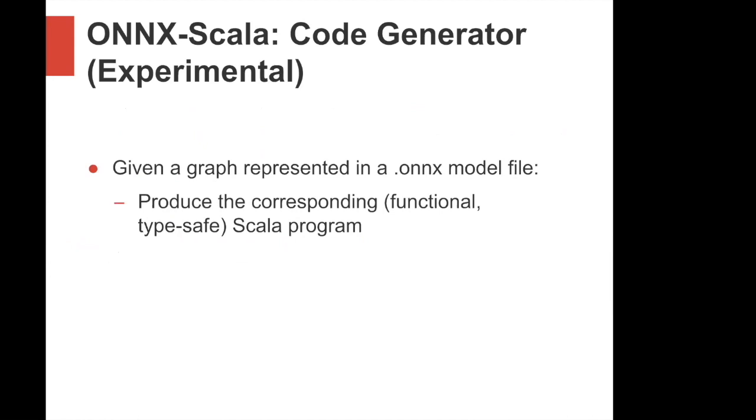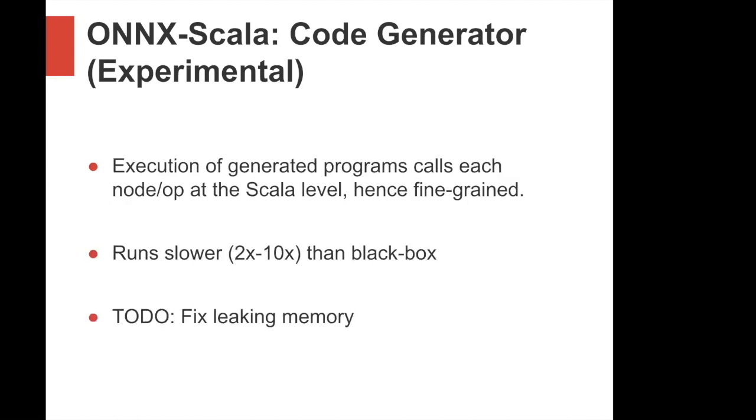So then the next thing is that once we have this API defining the operators, how do we actually generate a program that we can run that will execute the entire network by flowing through all of the nodes? Given a graph represented by an ONNX file, this time we don't just want to load it and run it. We want to produce the corresponding, hopefully functional and type safe Scala program. The execution of each of these generated programs calls each node or operation at the Scala level. So it's fine-grained. The downside of this is, like I said, the performance is not as great.